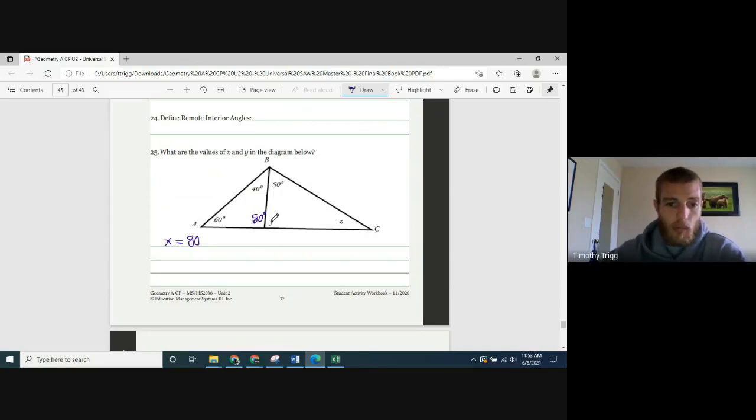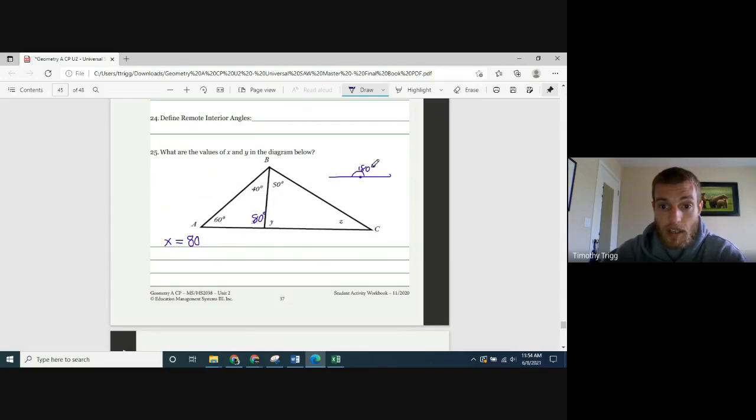Now, what's the value of y in this case? Well, if you recall, you could see that these two angles here form a straight line. They form a straight line together. Now, what does that tell us? Well, remember when two angles form a straight line, we call those a linear pair. And a linear pair always adds up to 180 degrees because any straight line is 180 degrees.